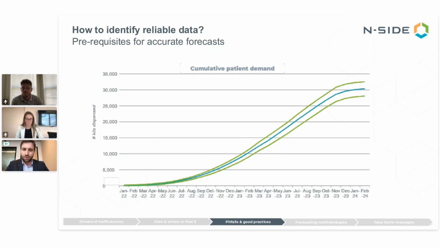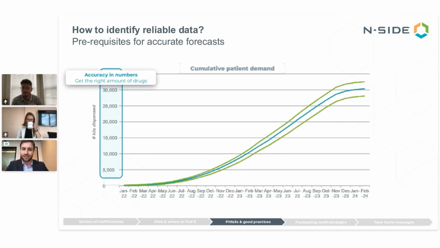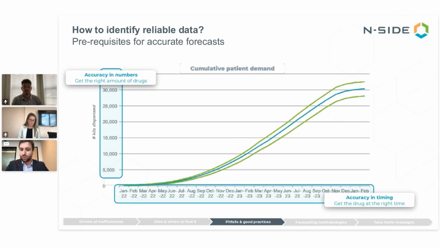Let's imagine that we want to generate this really nice graph with the cumulative patient demand. You will need to have an accuracy in terms of numbers. So the objective will be to get the right amount of drugs for the patients all along the trial. You want also to have an accuracy in terms of timing. So finally, when the patient will be there to take the drugs, so finally get the drugs at the right time.